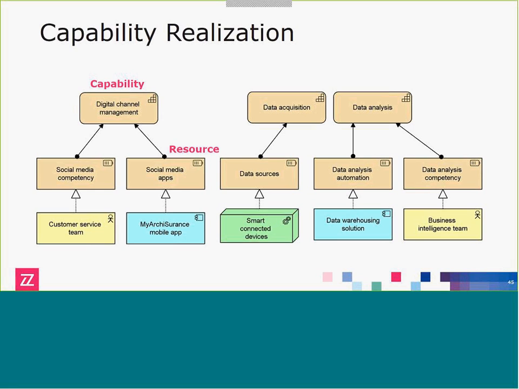This is called the equipment concept. And here I've modeled the smart connected devices, the Internet of Things stuff, and the other things like warehousing, the business intelligence team, and other task-related resources. In this picture, it's just a one-to-one relationship. Of course, in practice, that need not be one. You could have many different kinds of social media apps, for example, that realize this resource.